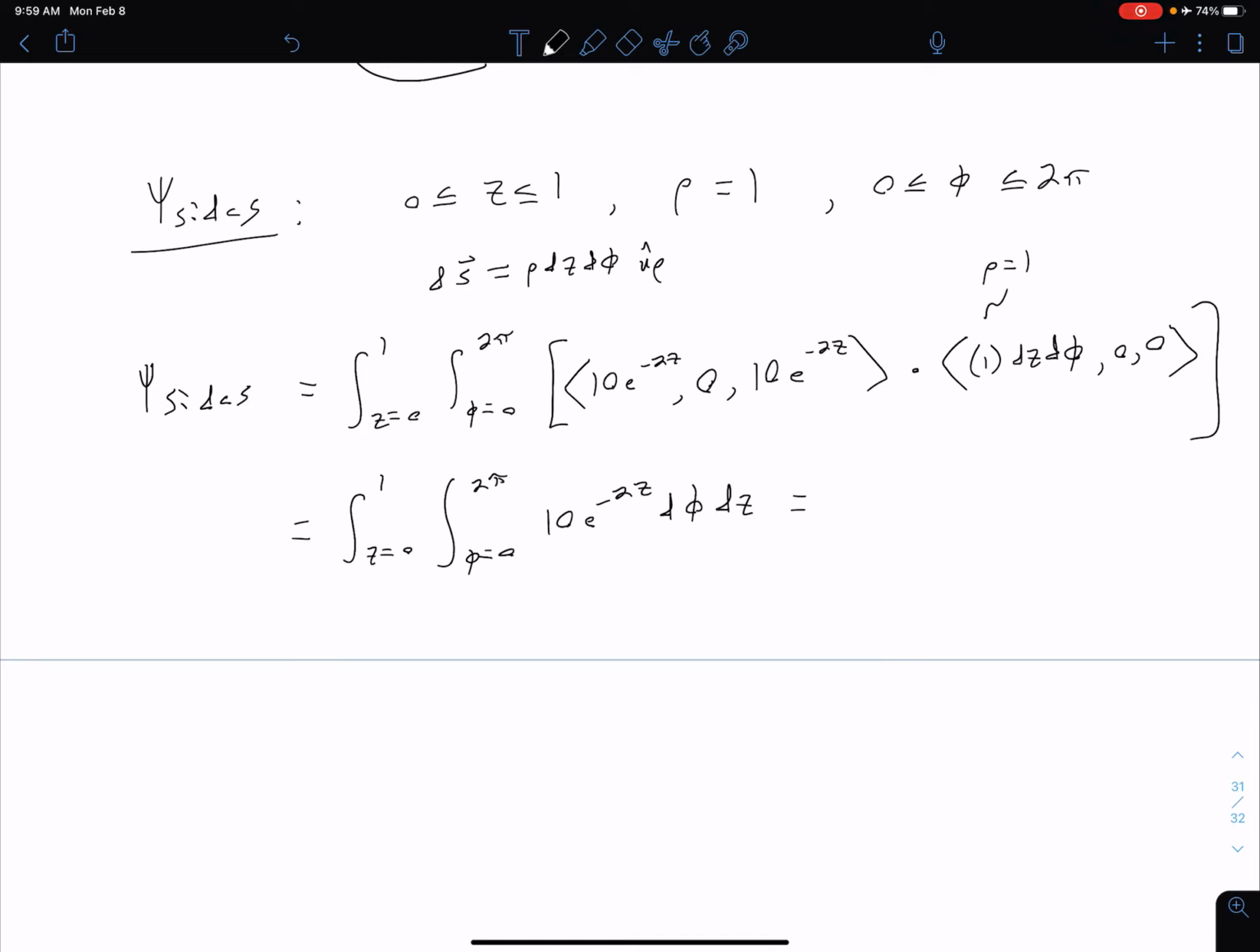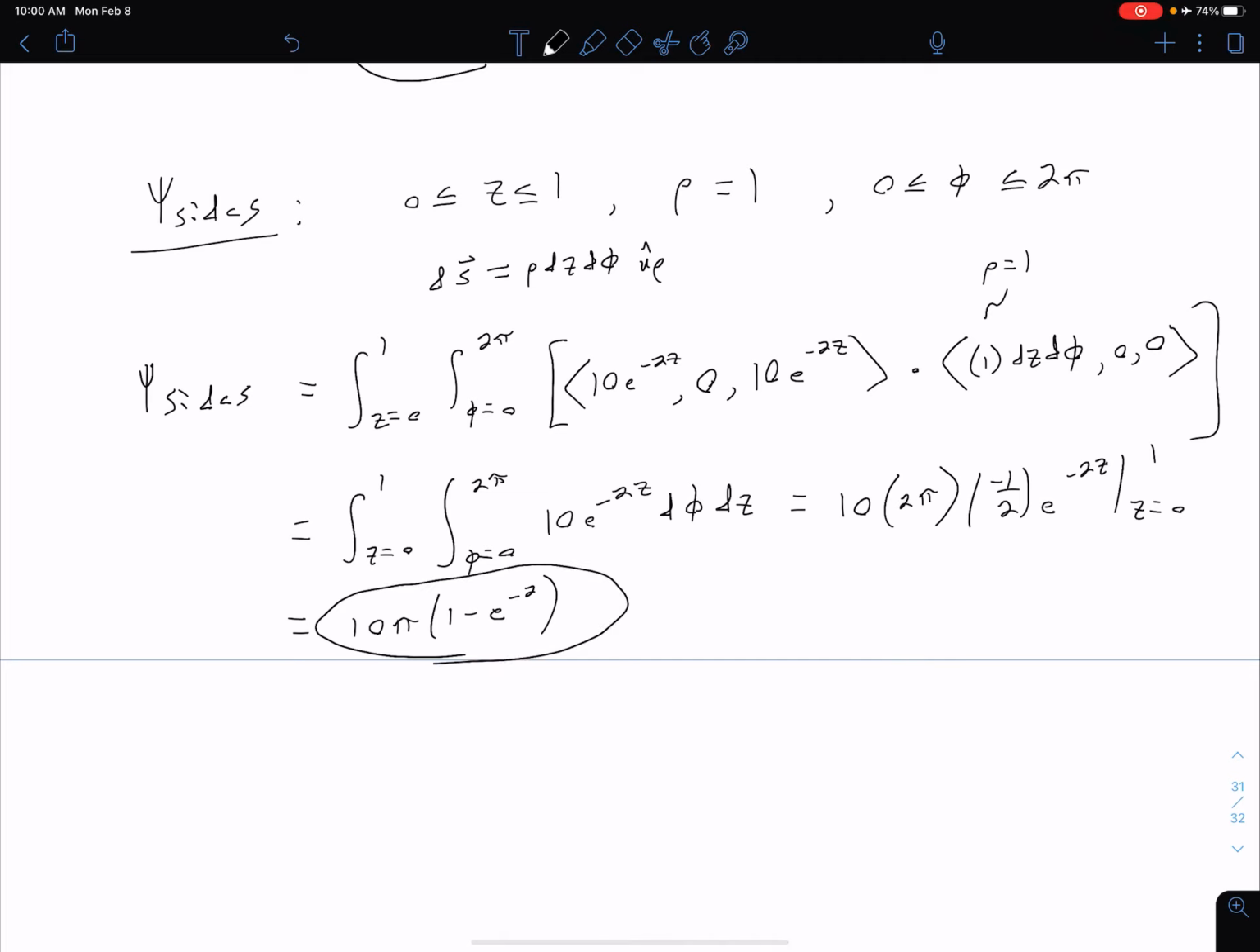So evaluating that, we have no dependence on phi here, so that's just going to give us that 2 pi factor again. So we have 10 times 2 pi, that's our constant term. And taking the antiderivative of the other part, we have our negative 1/2 e to the minus 2z. So from the chain rule, that negative 1/2 came down, and that's evaluated from z equals 0 to 1. And we get that that is 10 pi times 1 minus e to the minus 2. So there is our flux out of the sides of our cylinder.